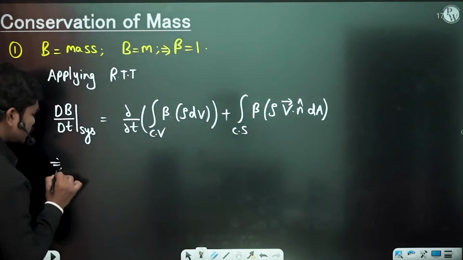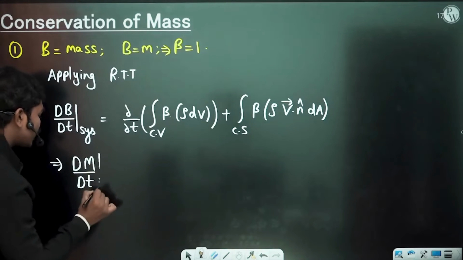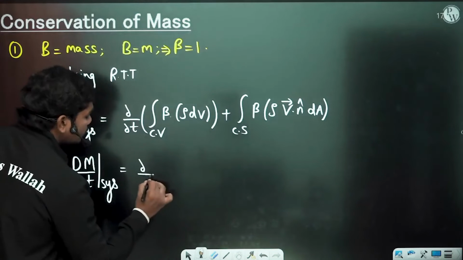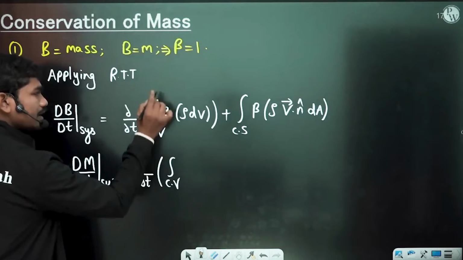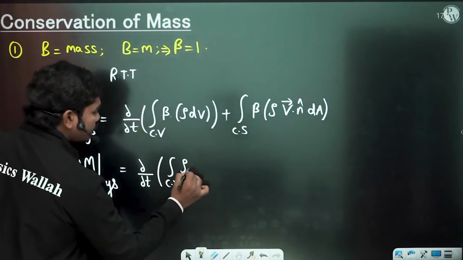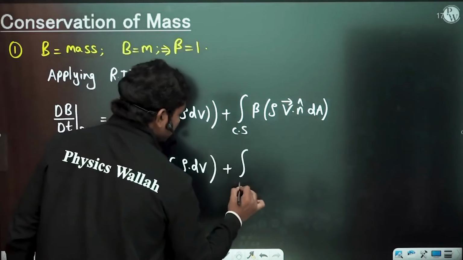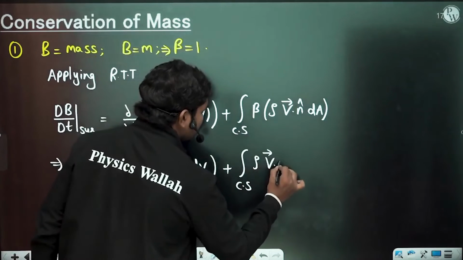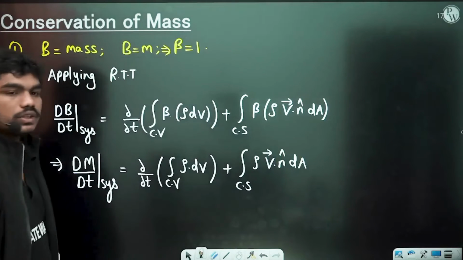So this implies dm by dt of the system is equal to dou by dou t of the integral over the control volume, with beta equal to 1, so rho dV, plus the integral over the control surface, beta is 1, so rho v bar dot n cap dA. This is the case that you have.